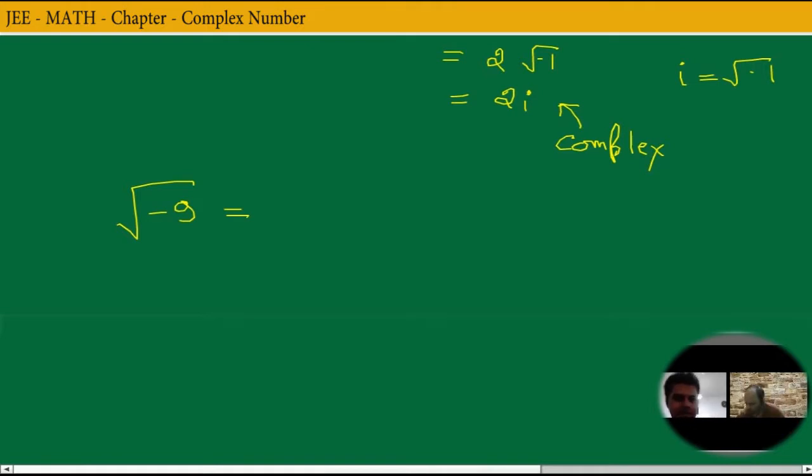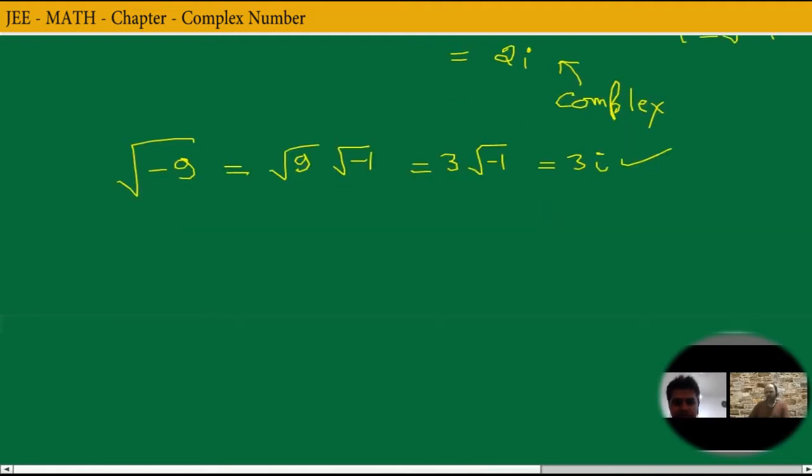Yes. Okay, let's try. First split it into root 9 into root of negative 1. Then we can further write it as 3 into root of negative 1. The result will be 3 iota, 3i. Yes, perfect. So this is the concept. Now, these are particular examples. You know that there is a general form.